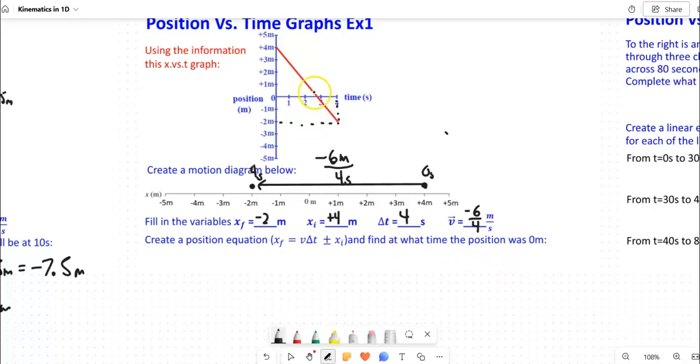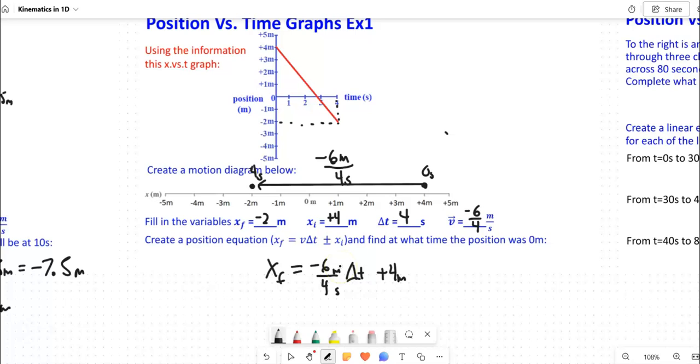At what time does it cross the 0 meter? At what position was it at 0? At what time was it at 0 meters? So this all starts with our equation. So let's do our equation first. The slope is negative 6 divided by 4. That's 6 meters displacement divided by 4 seconds, delta t. And our starting position is going to be positive 4 meters. So that is our y-intercept.